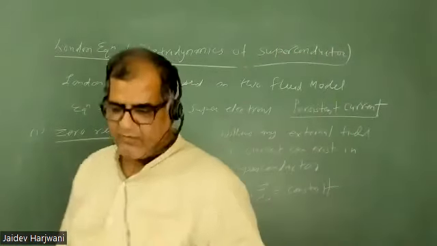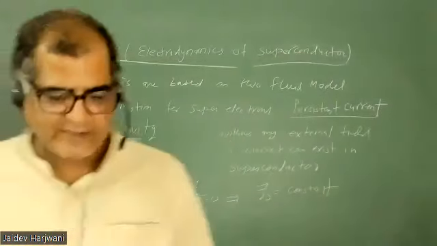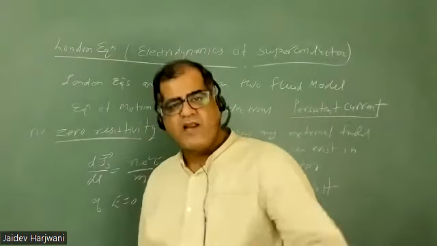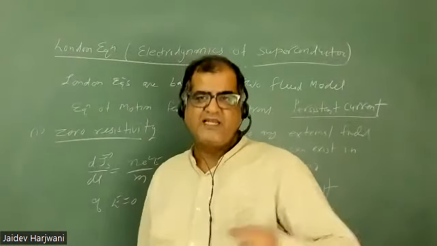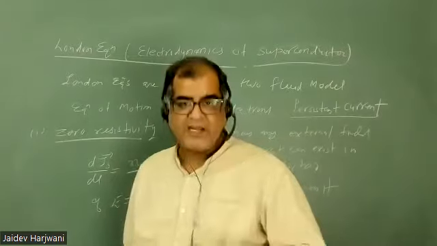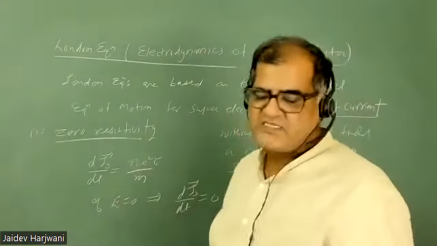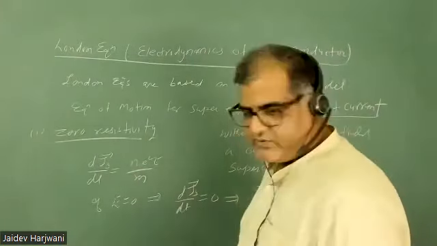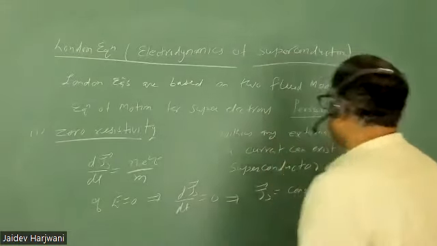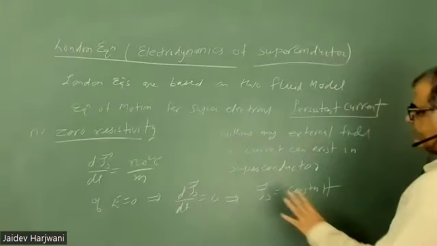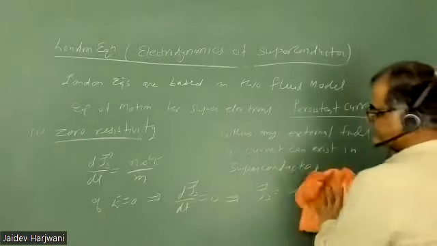Okay, now the second property we have to explain is why a superconductor does not allow the magnetic field to enter inside it, or why it repels the magnetic field. Okay, that is, B inside should be 0. That we have to explain using the super electron theory. Okay, now the first is this one. Now you have the equation, this one.